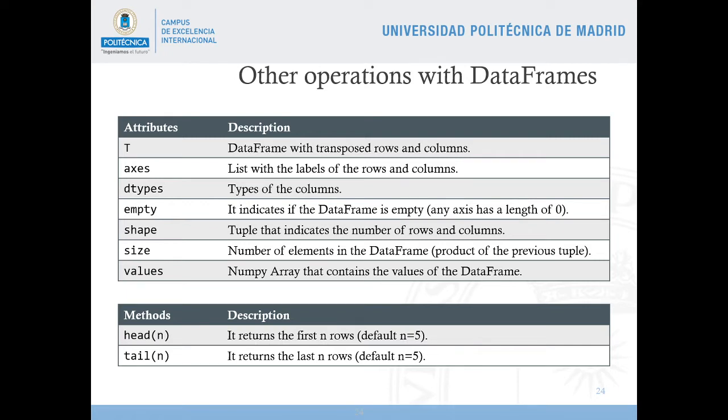other operations with data frames, you can get the transposed data frame with T. You can get or you can set the labels of the axis with the attribute axis, the types of the columns, whether the data frame is empty or not, the shape, which is a tuple indicating the number of rows and columns, a size, which is the product of the previous two numbers, the values, which returns a numpy array. Okay. Also, you can get the first n rows or the last n rows of the data frame.